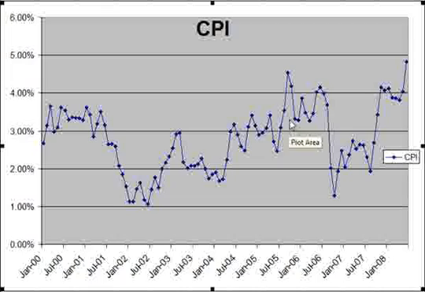How are they going to do it? They're going to raise rates. And when they raise rates, what happens to the dollar? So let's just take a look at the chart of the euro and see what does happen to the dollar during these periods.